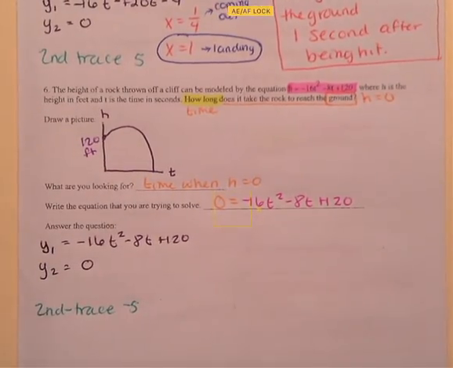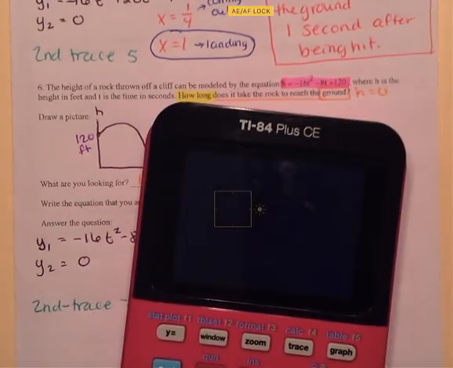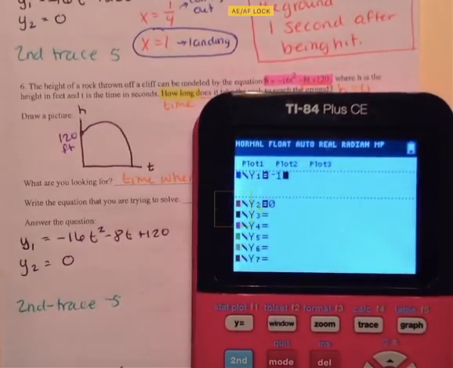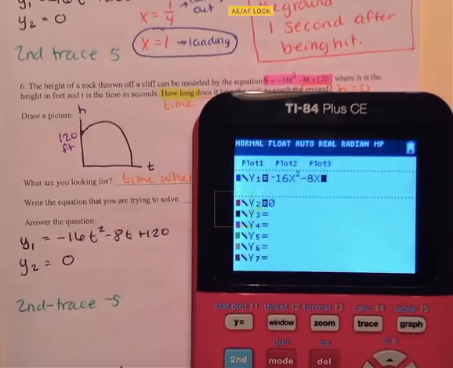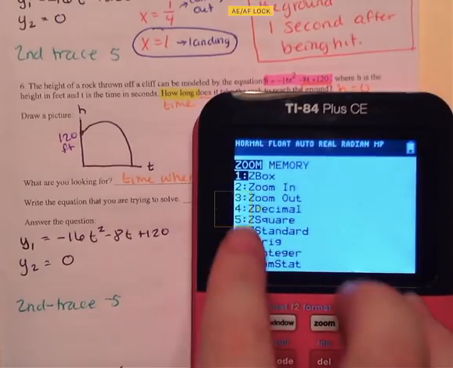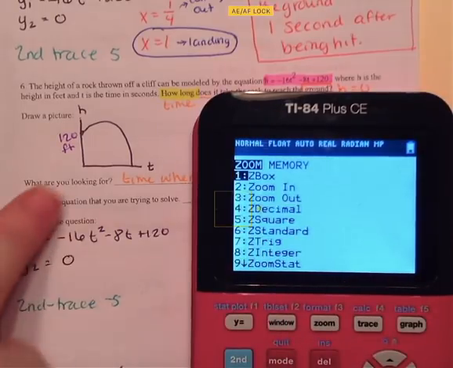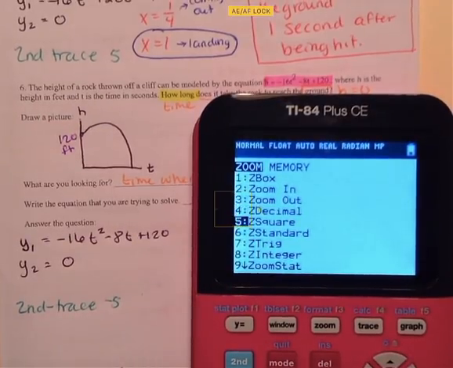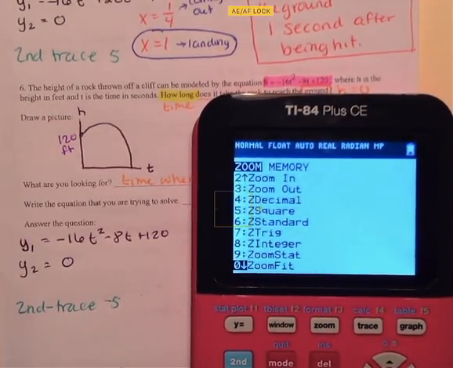So go into our calculator. My y equals is cleared out. I have negative 16x squared minus 8x plus 120, and my y2 is 0. I want to go to zoom. Again, 6 will go to a standard window, but I know this starts at 120, so it's going to take more than the standard window. So I'll go to zoom fit so that I can at least see the graph itself.